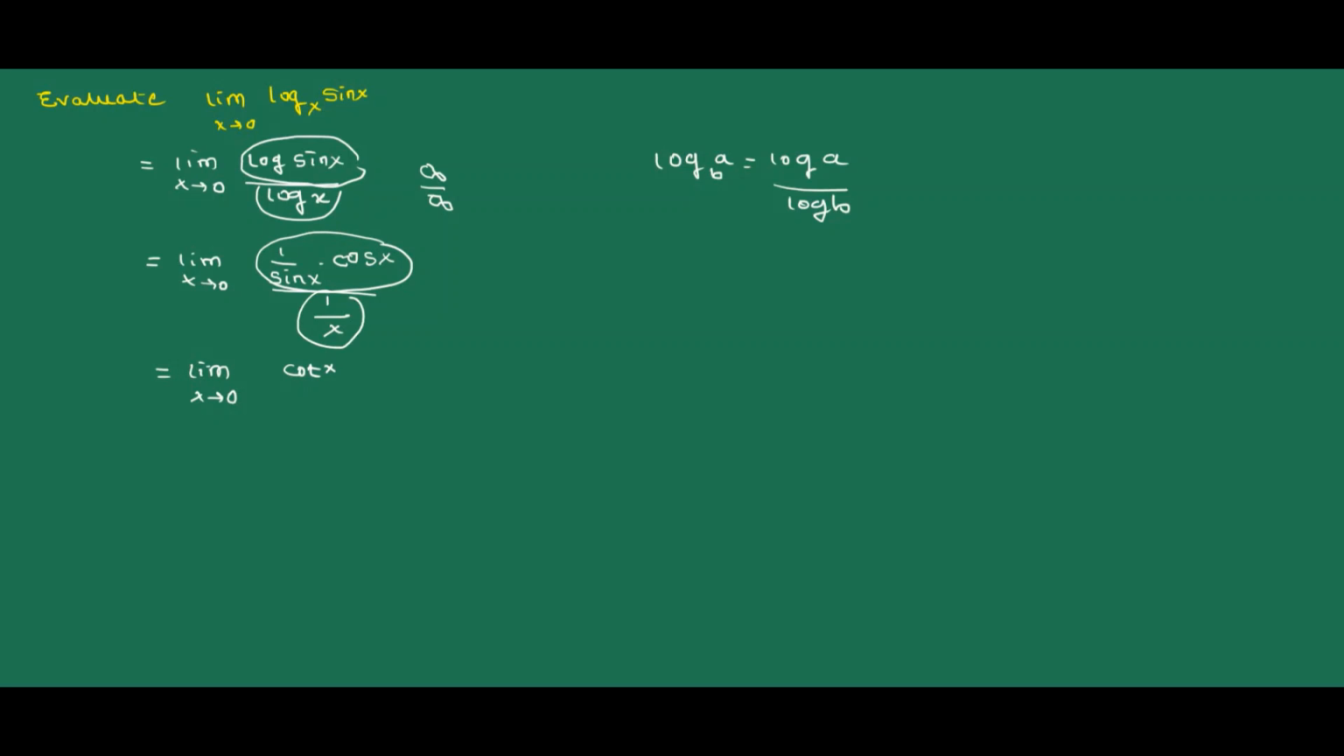Okay, transpose this 1 by x in numerator, you will get x. And now this cot x, we can also write it as limit x tends to 0, x divided by tan x, because cot x we can write as 1 by tan x, and this is a standard limit, and this is equal to 1.